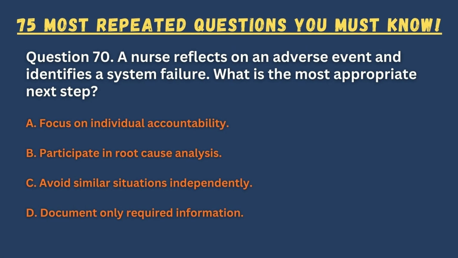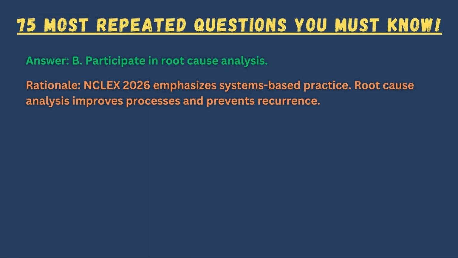Question 70. A nurse reflects on an adverse event and identifies a system failure. What is the most appropriate next step? A. Focus on individual accountability. B. Participate in root cause analysis. C. Avoid similar situations independently. D. Document only required information. Answer. B. Participate in root cause analysis.